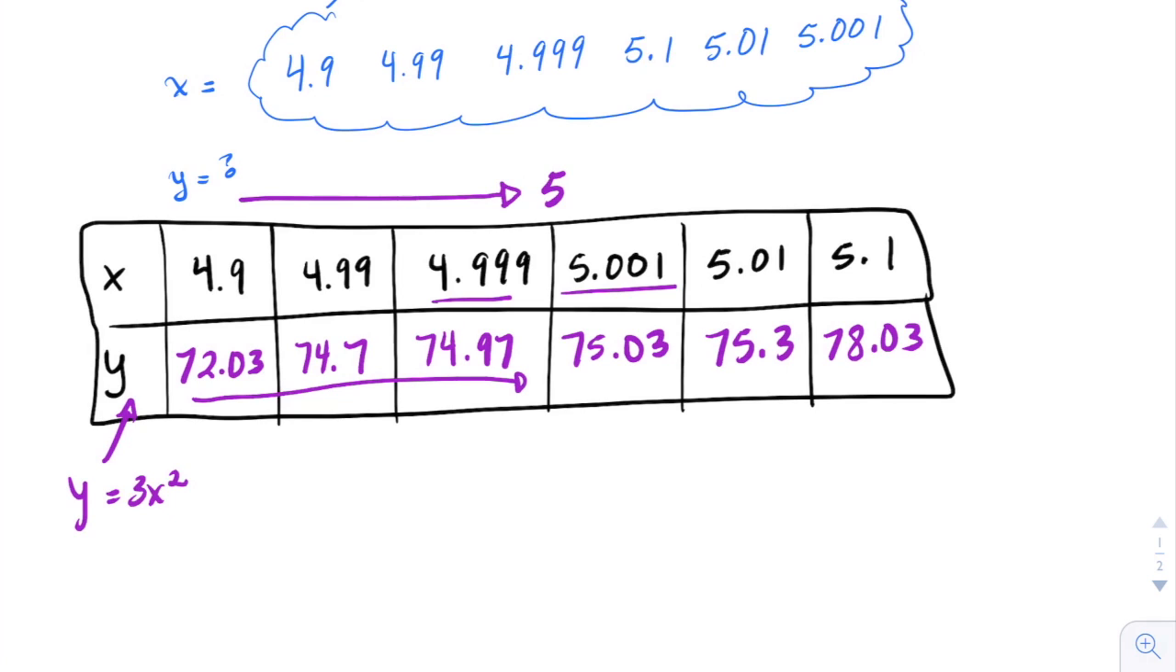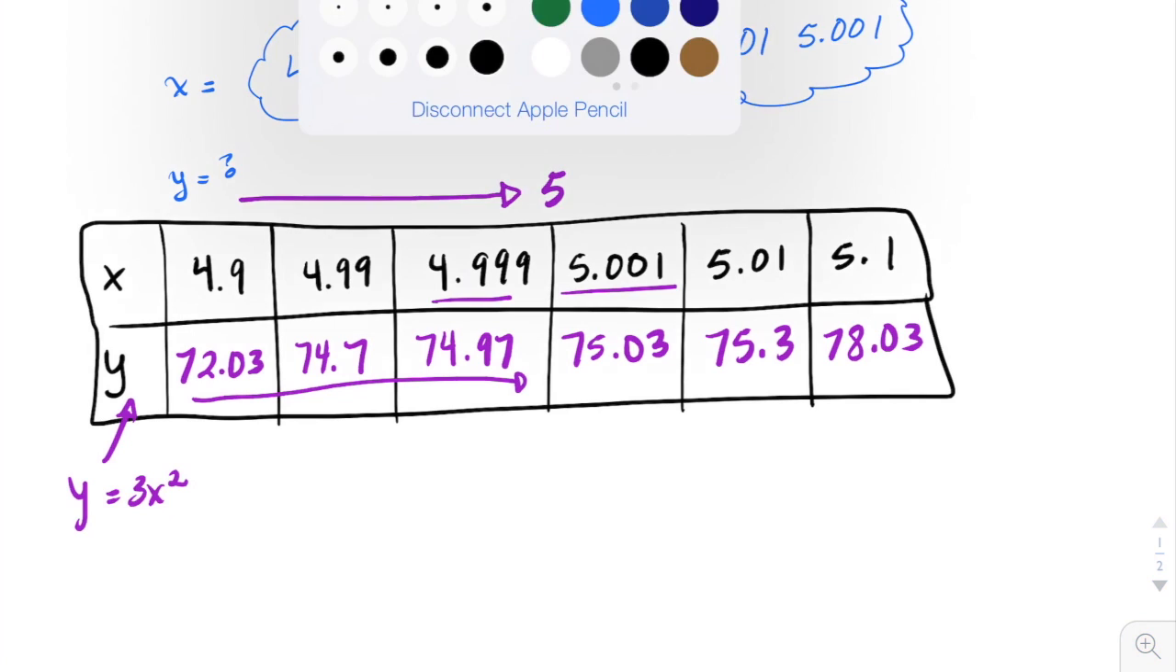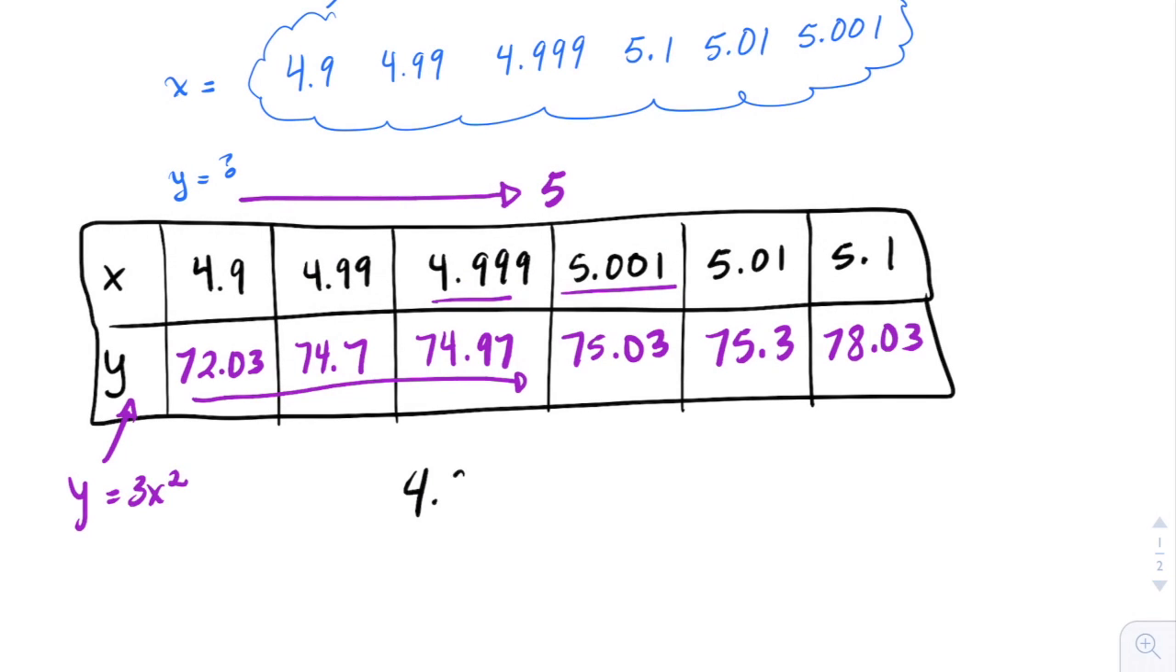We could do a check. You could consider what happens at 4.9999, okay? So you could check that one on your own. You'll see that you get 74.997. Okay, so again, you're getting closer to that 75, but not quite there.